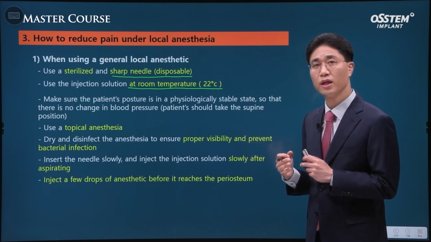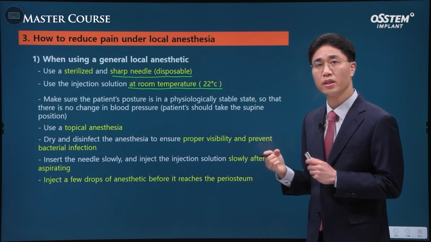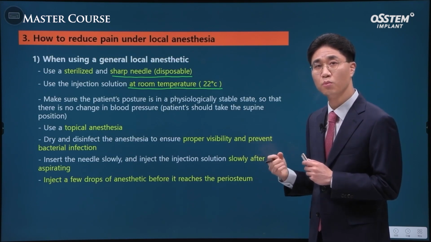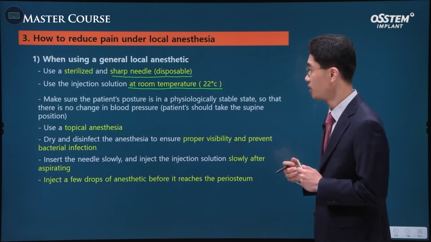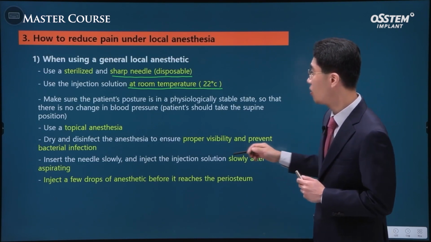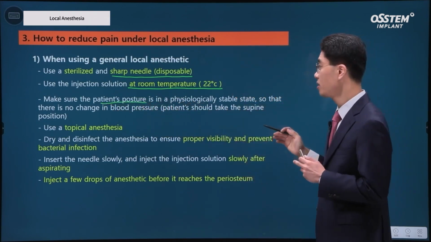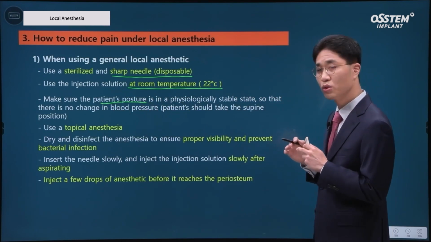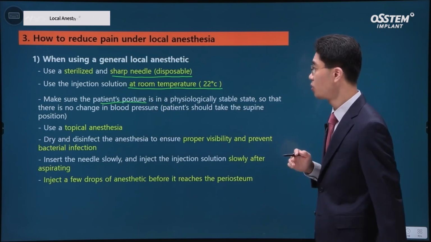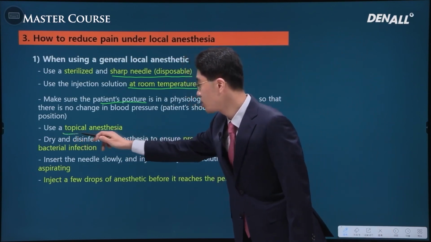If the weather is extremely cold or if the room temperature is quite low, you need to use additional measures such as a warmer to keep the ampoule warm. This is a way to minimize patient pain. Patient position needs to be, if possible, in a stable supine position. This is necessary to maintain the blood pressure stable. We need to pay attention to that as well.